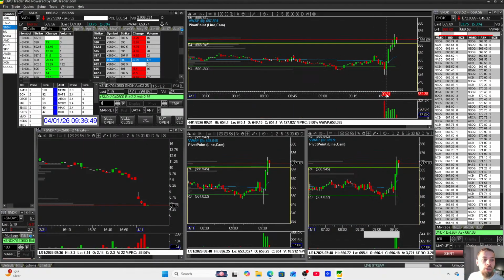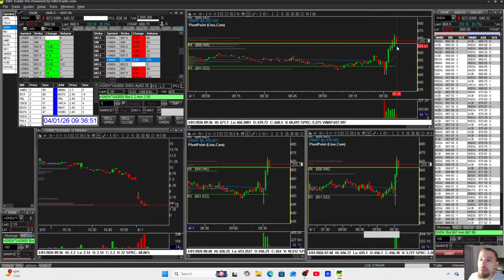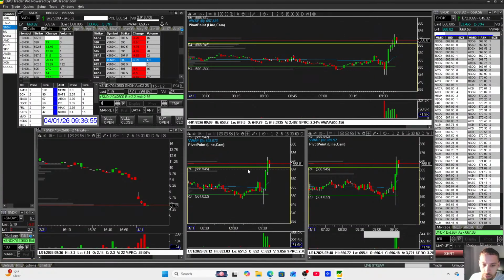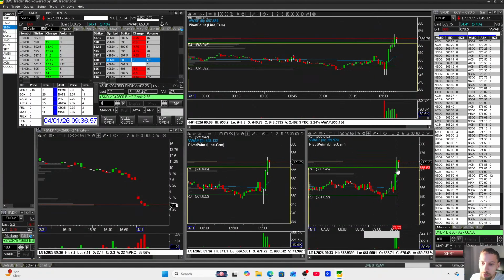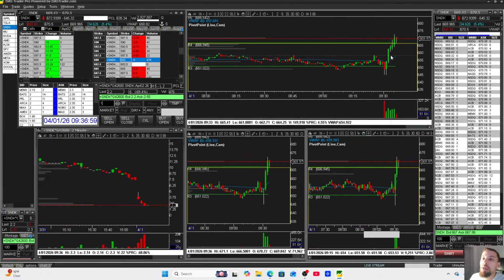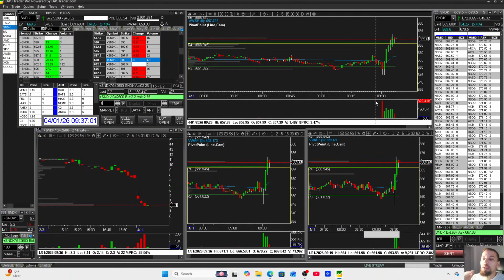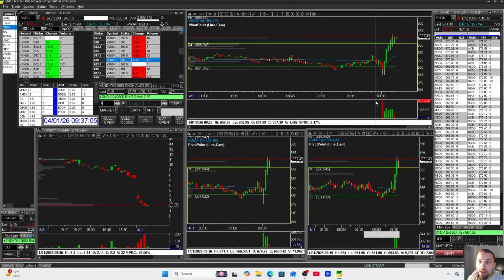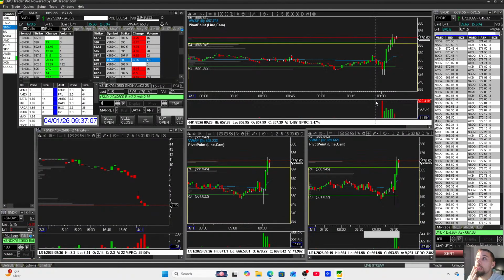Volume's really dried up here as we've made our way up. 2 minute, 3 minute are very strong candles, so I don't want to short it just yet. I need more confirmation. There's lots of liquidity happening at that 670 level.